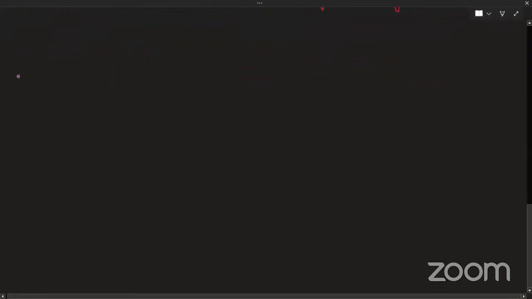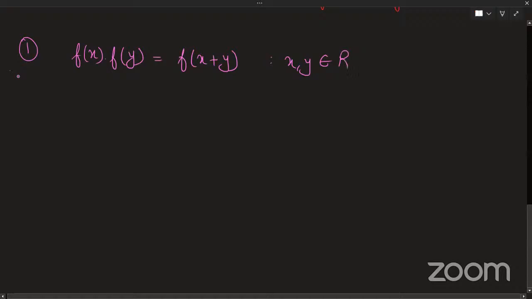So just three simple examples that we have currently. Example number one: I have a functional equation given as f of x multiplied by f of y is equal to f of x plus y, where x and y are real numbers. You need to tell me what is my function f of x. Can you think of some function where if you do x plus y, your f of x and f of y get multiplied?